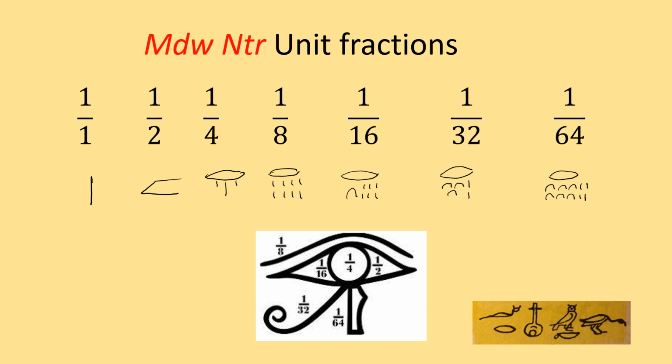The 1/16 is a mouth with 10 and 6 vertical strokes below. The 1/32 is a mouth with 3 tens and 2 vertical strokes below. And 1/64 is the mouth with 6 tens and 4 vertical strokes. These are the same unit fractions that we see in the Eye of Heru, the magical eye that was created by Netjer Jehuti when Heru lost his eye in a battle with his uncle.